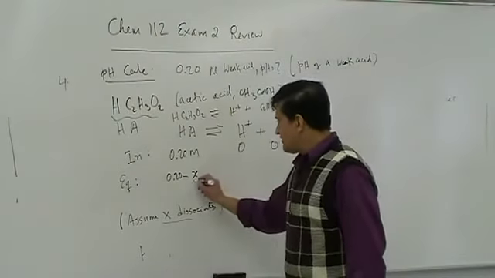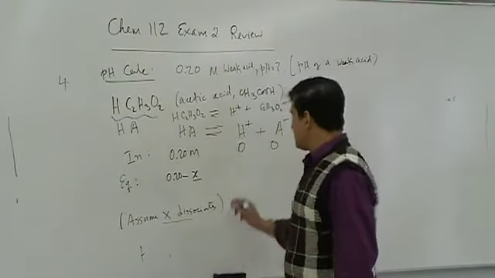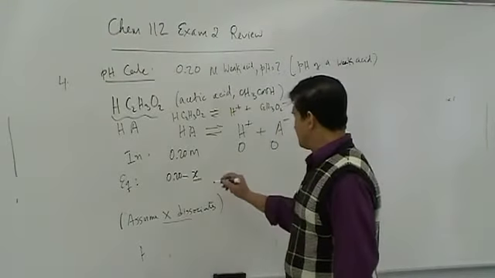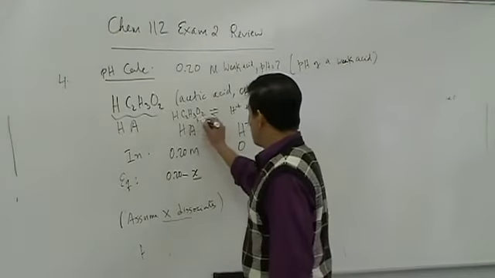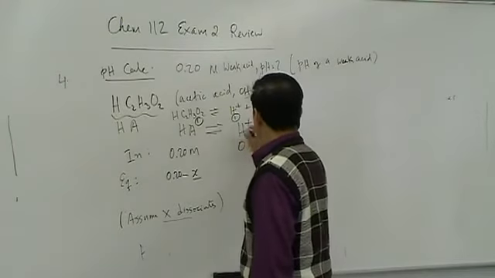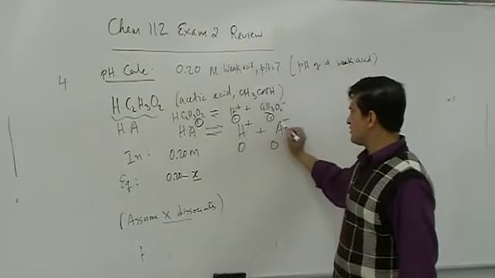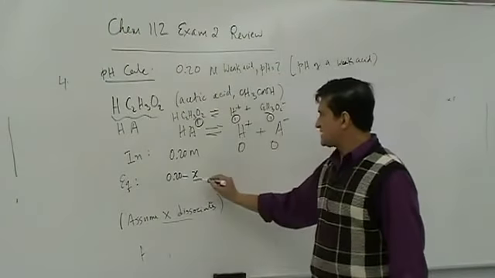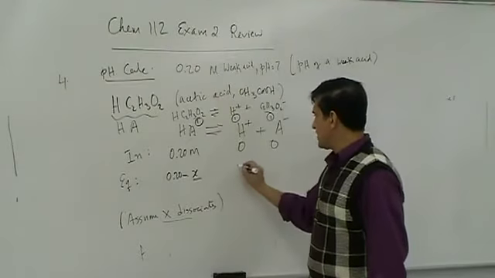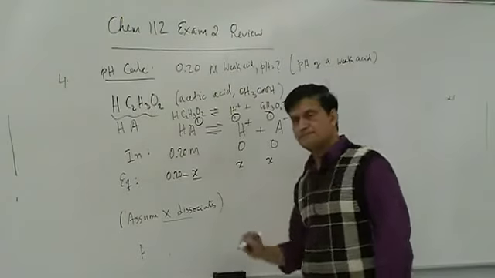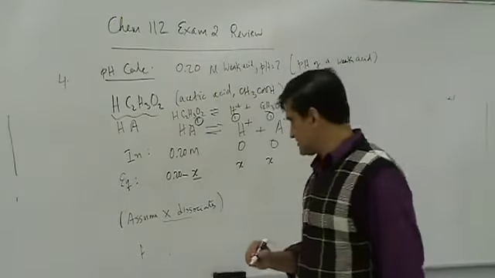Next, we need to know if X amount of HA breaks down, how much H plus are you going to get? It goes like this: 1, 1, and 1. If 1 of HA breaks down, you get 1 of H plus and 1 of A minus. When X is the amount that breaks down, you get X here and X here. So make sure you understand that.